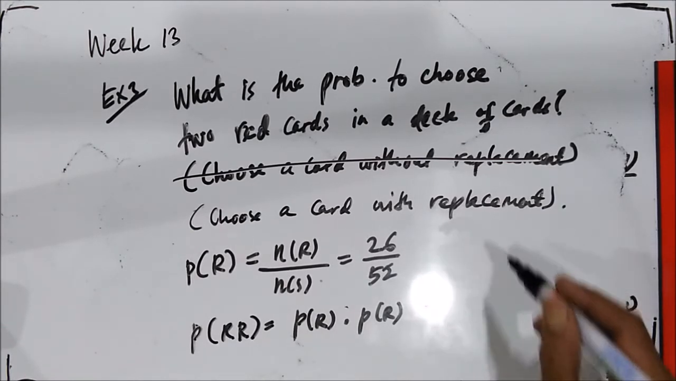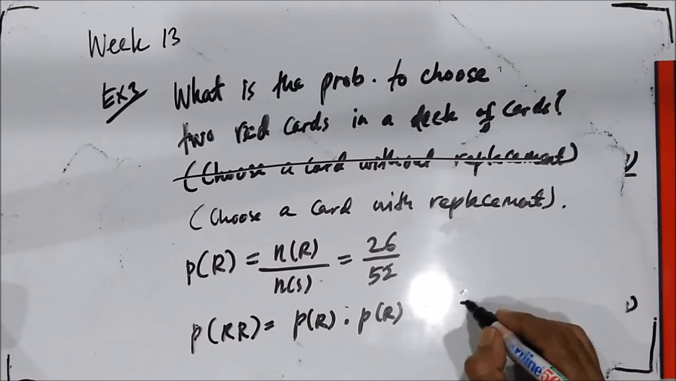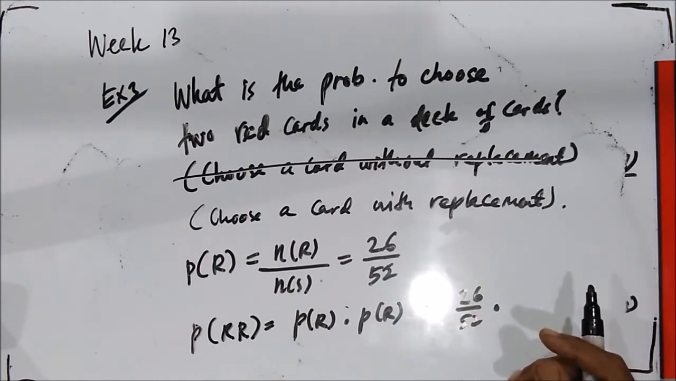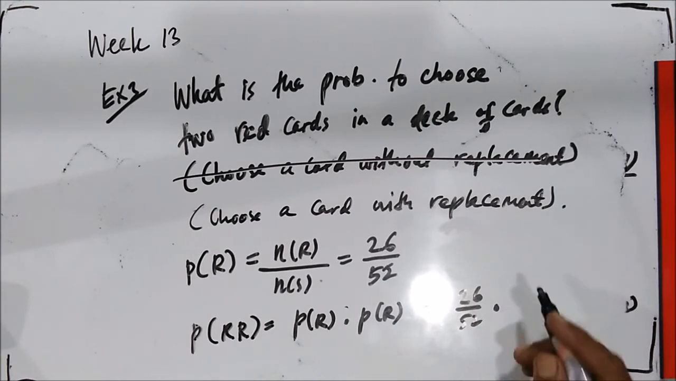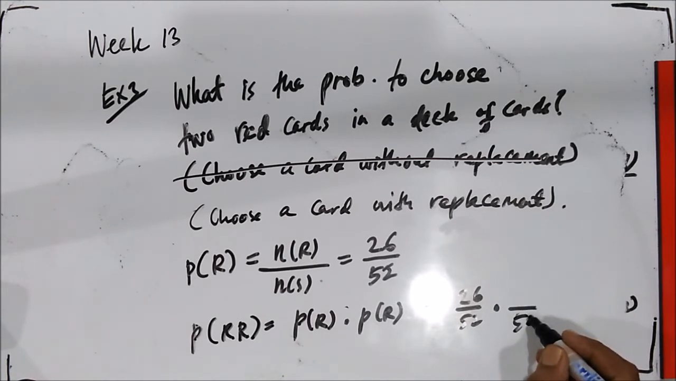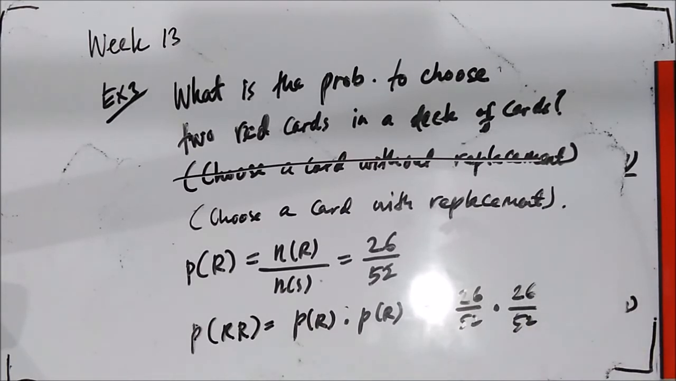Meaning to say we return to the deck. So the first one, the probability of getting a red card is 26 over 52. Then if I replace the card in the deck, the number of cards remaining is 52. The possibility of getting red is also 26 over 52, because once I get the card, I replace it back. The second round is also 26 over 52. In other words, it's a half multiplied by half, which is equal to 1 over 4.